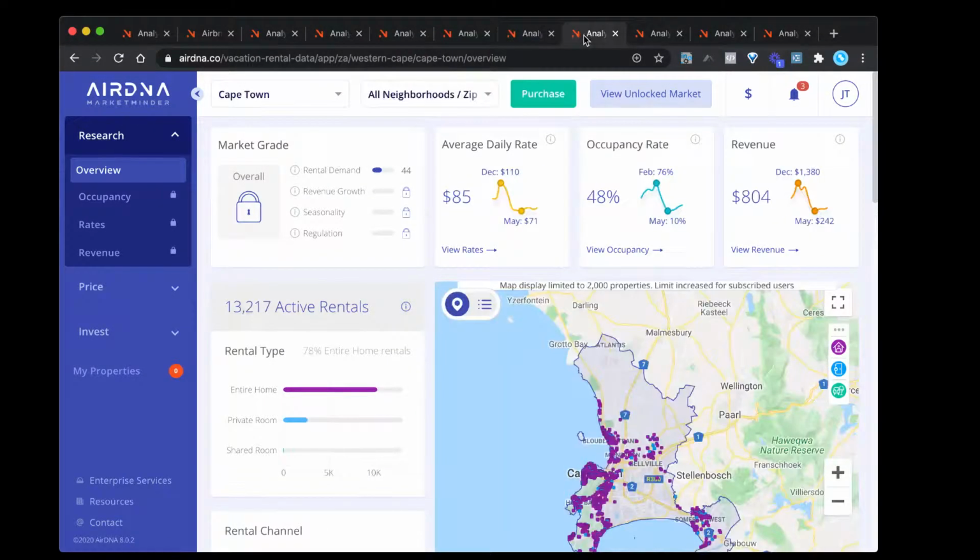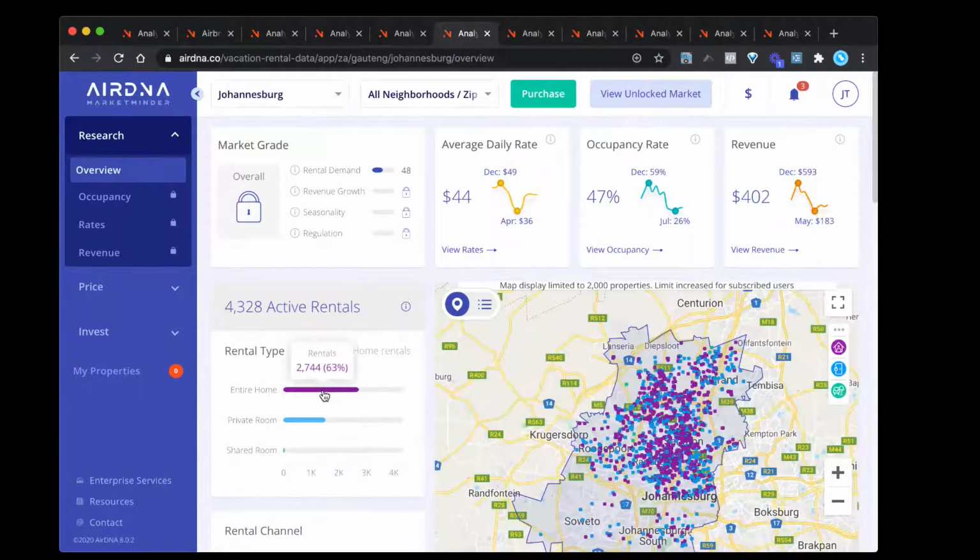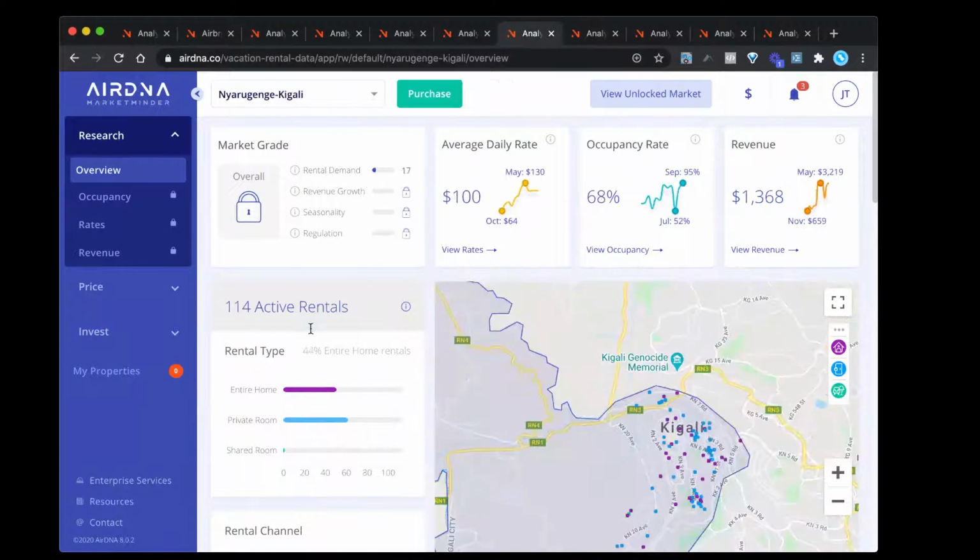Let's take a look at Cape Town. This was Cape Town also in South Africa. You're seeing an average daily rate also higher than the average city rate, which is 85. Now remember that sometimes in places like this, you find a lot more places will have the entire home rather than a private room. If you compare Cape Town and Johannesburg, a lot more places would have the entire home rather than a private room, for security. If you look here in Kigali, interestingly enough, private room is more popular than entire home.